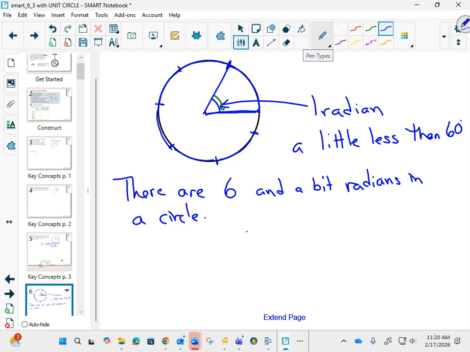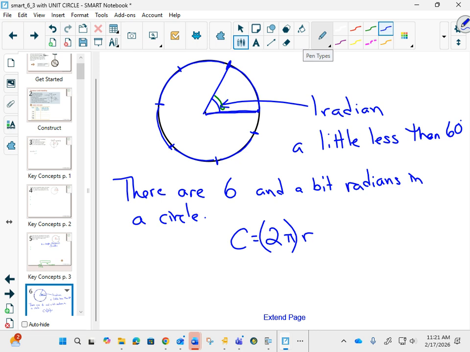So we already know that our circumference is 2 pi r. In our circumference formula, what does the r stand for? Radius. I'm going to put the 2 pi in brackets. How many radiuses does it take to go around the whole circle? 6 and a bit. That's this formula. The circumference is, what is 2 times 3.14? 6 and a bit. Right?